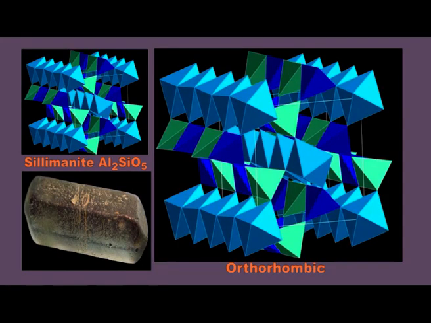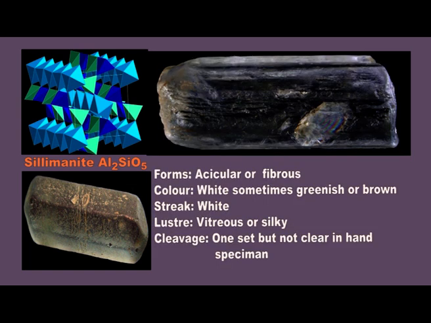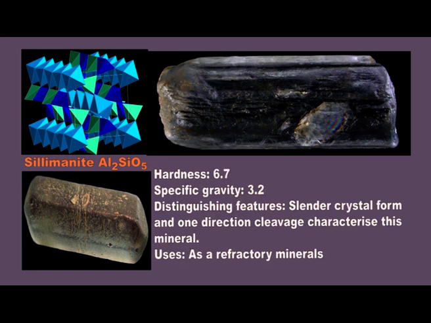Sillimanite, Al2SiO5. Physical properties: crystal system orthorhombic, forms acicular or fibrous, color white, sometimes greenish or brown, streak white, lustre vitreous or silky, cleavage one set but not clear in hand specimens. Hardness 6.7, specific gravity 3.2. Distinguishing features: slender crystal form and one directional cleavage characteristic of this mineral.